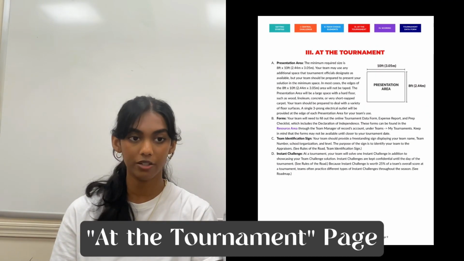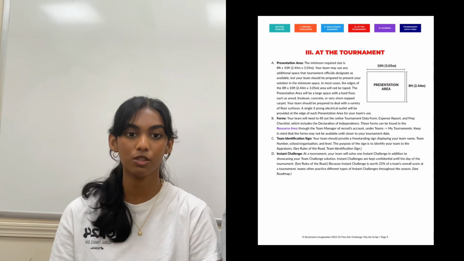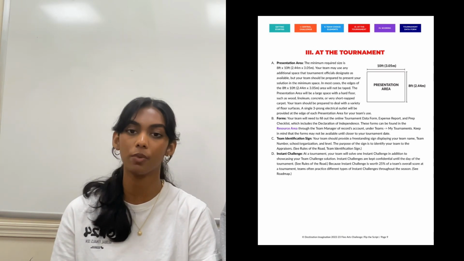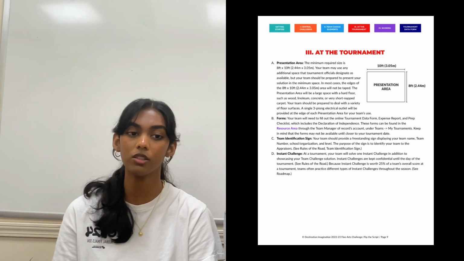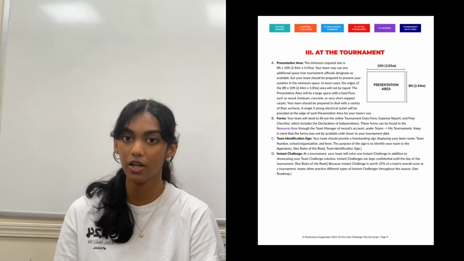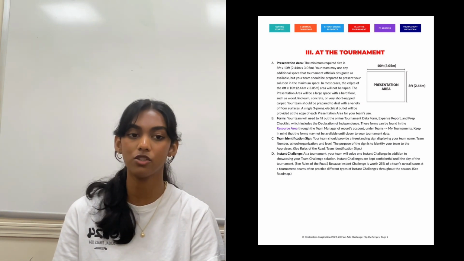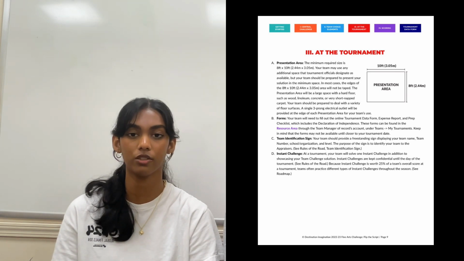Following the story and element sections is the tournament page. It's found in every DI challenge packet and it provides details about your presentation space. You should be prepared to present in a room as small as what's listed in the packet, but keep in mind that your actual presentation space might be different once you get to the tournament site. This page also has key information about the tournament data form, expense report, and your team identification sign, which are all mandatory for your team to be able to compete. So be sure to read this page carefully and thoroughly.